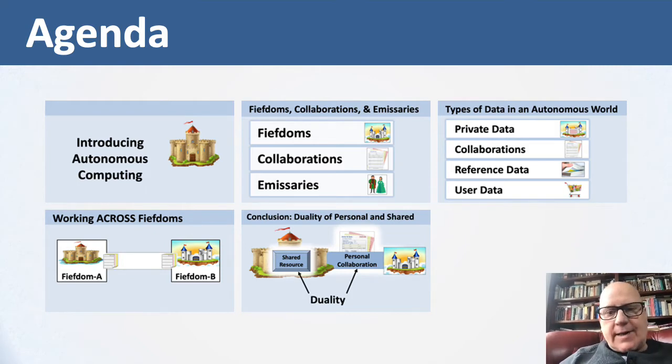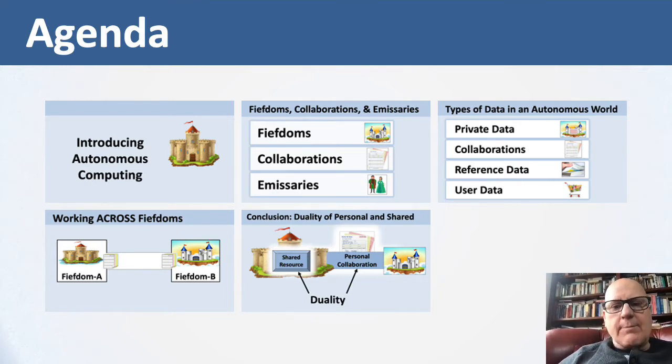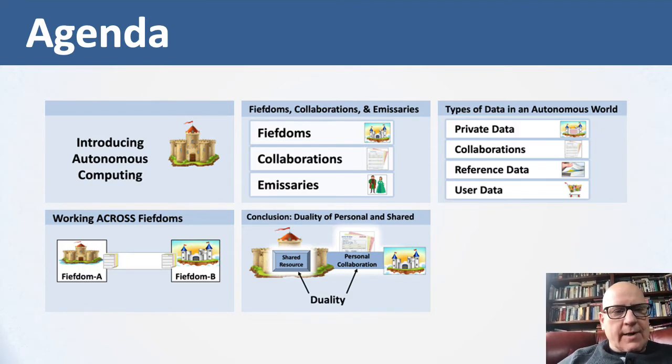Now, there's private data contained inside the boundary. There's collaborations, or the messages going back and forth. There's reference data, which is useful information to allow you to customize those messages that are flowing back and forth with the autonomous fiefdom. And finally, there's user data running inside of that emissary, which is your helper from the outside. What does it mean to do work?